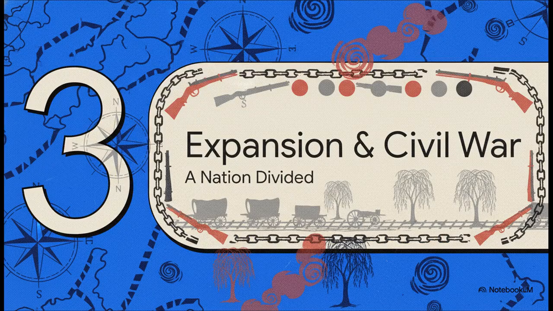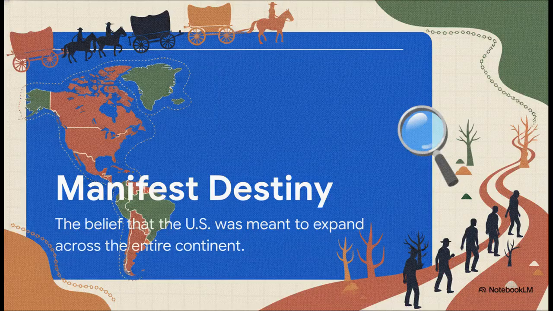Moving right along to Chapter 3, Expansion and Civil War. Okay, if there is one academic concept you definitely need for your notes in this era, it's this: manifest destiny. This was this incredibly powerful driving belief that the United States was literally destined to expand across the entire North American continent. And they did. The Louisiana Purchase effectively doubled the country's size overnight.